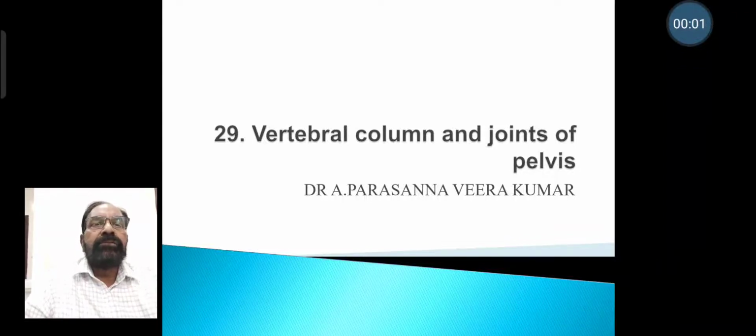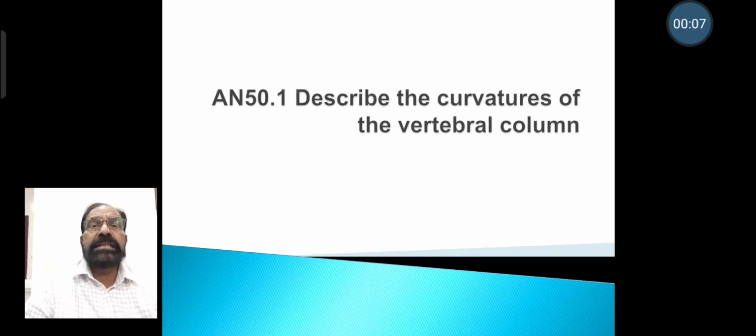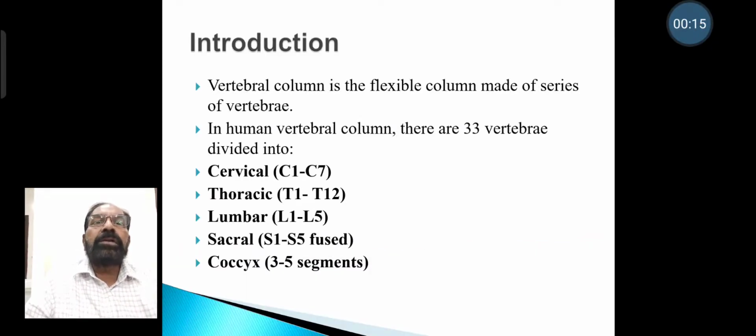Topic is vertebral column and joints of pelvis. So in this we discuss the competency, that is describing the curvatures of the vertebral column. Vertebral column is the flexible column made up of series of vertebrae.